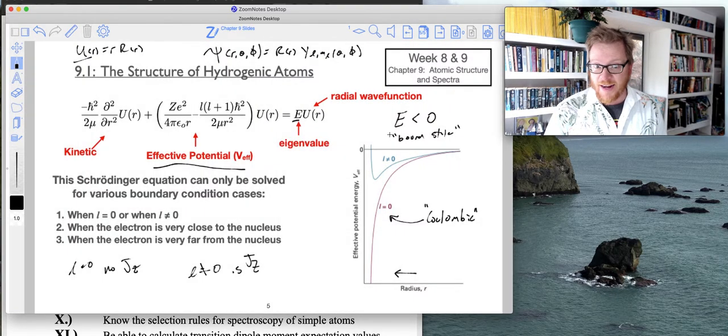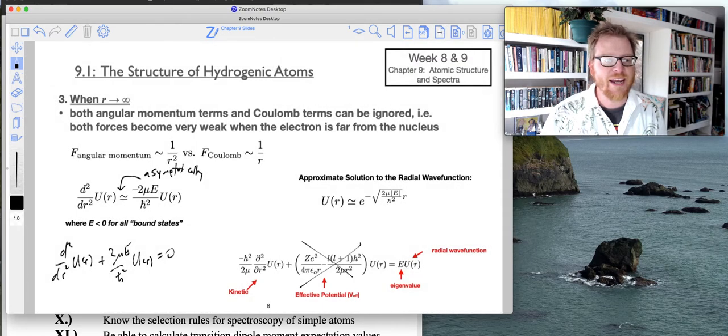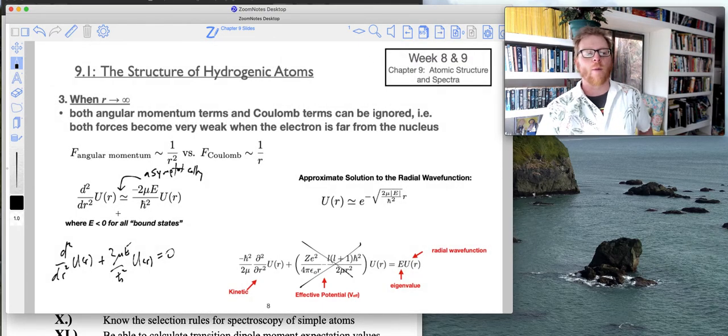Here it is, right? As the electron is getting very, very far away from the nucleus, look, these two potential energy terms, they don't quite get to 0, but you can see that they're approaching 0. So when the electron is very far away, we're in this region right here where we're approaching this asymptotic limit of E being 0. Okay? So we need E to be less than 0 for all bound states.